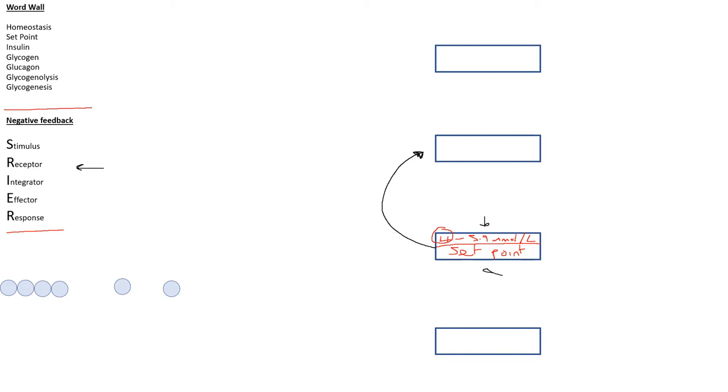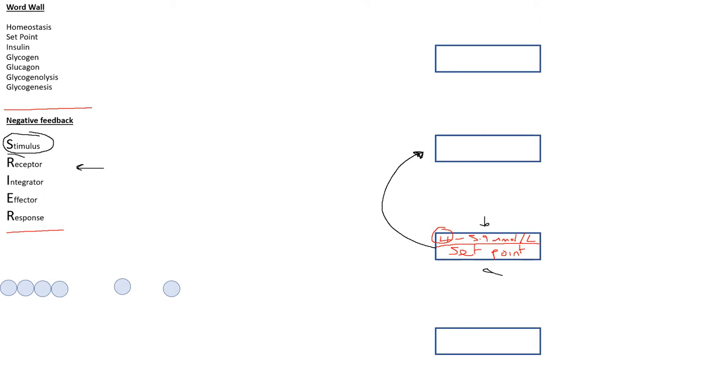Okay, so when you eat a meal, it goes into your mouth, down into your stomach, into your small intestine, and it's there that it gets absorbed. The sugar gets absorbed, and that's only when our blood sugar increases, which is this line down the left hand side. When our blood sugar increases, that is the stimulus.